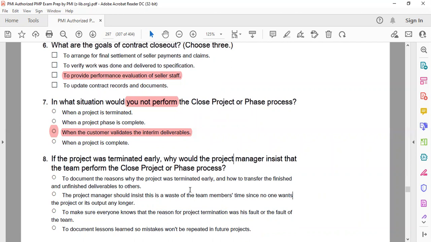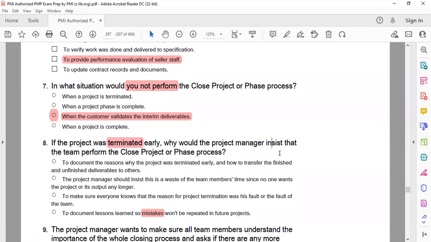D, because they're saying how to transfer the finished and unfinished deliverables to others. So it is terminated, half. A is the right answer, because the question doesn't say the termination was because of a mistake. Did the question explain anything about a mistake? No. It's asking about termination, so you will mention the reasons of termination. So in this case, our answer, which is correct, is A.